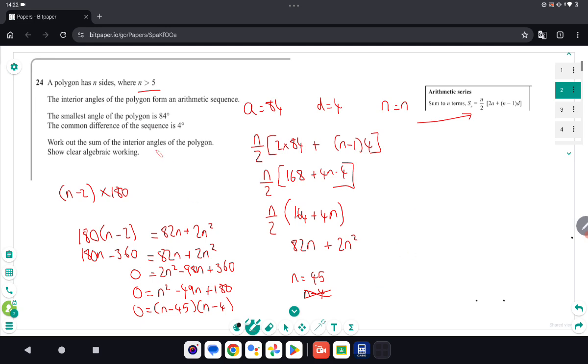I want to know the sum of the interior angles of the polygon. So n minus 2 times 180 gives us an answer of 7,740.